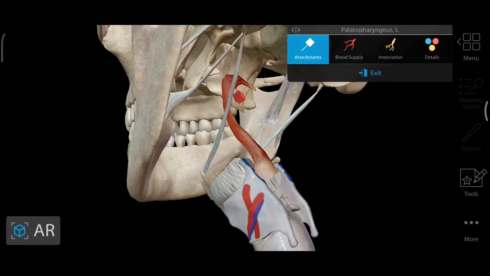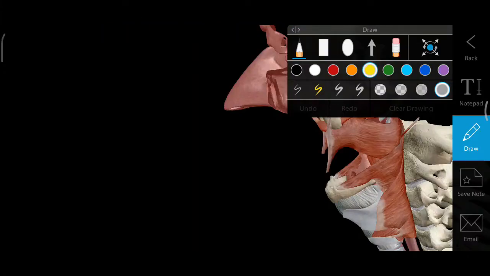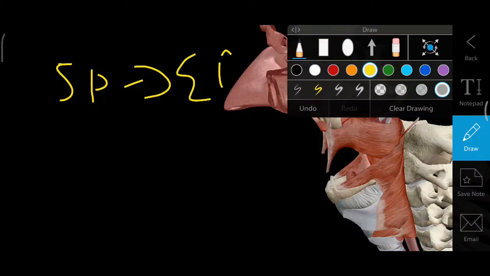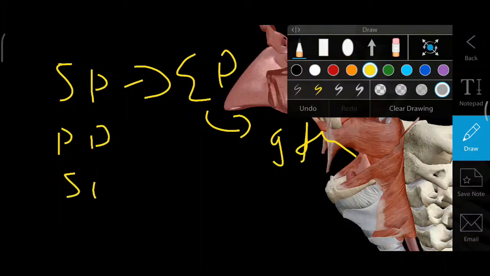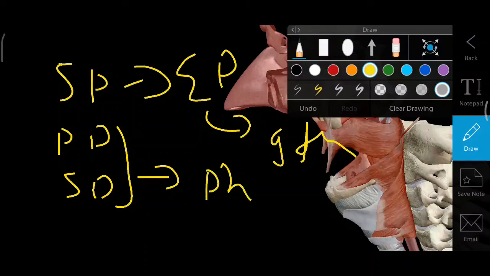Now let's come to the nerve supply. The stylopharyngeus is supplied by the glossopharyngeal nerve, that is the ninth cranial nerve. The palatopharyngeus and the salpingopharyngeus, these two are supplied by the cranial root of the 11th cranial nerve via the pharyngeal plexus. The 11th cranial nerve will come and form the pharyngeal plexus, and through that plexus, the palatopharyngeus and the salpingopharyngeus are supplied.